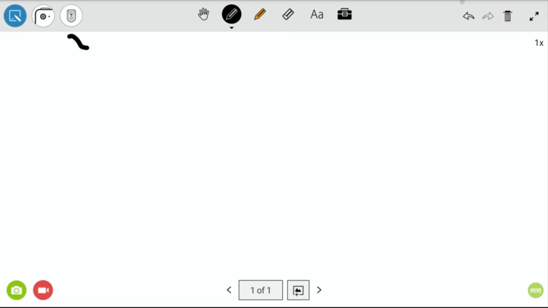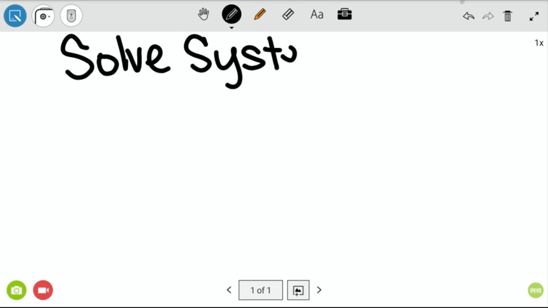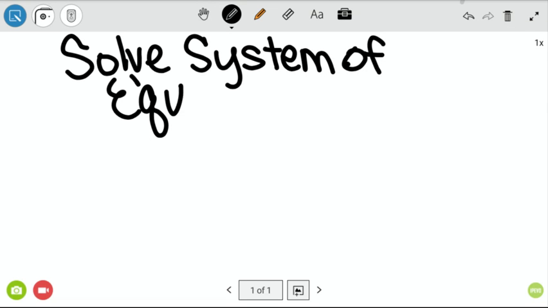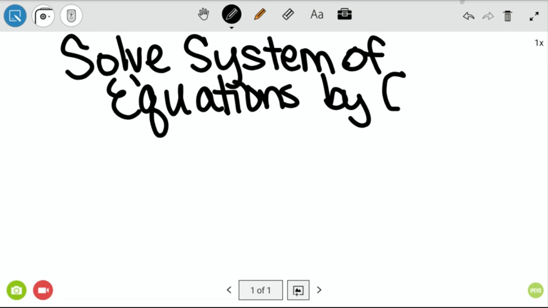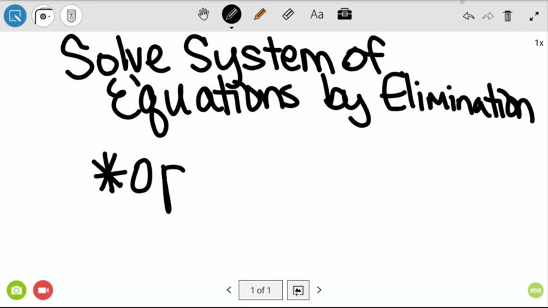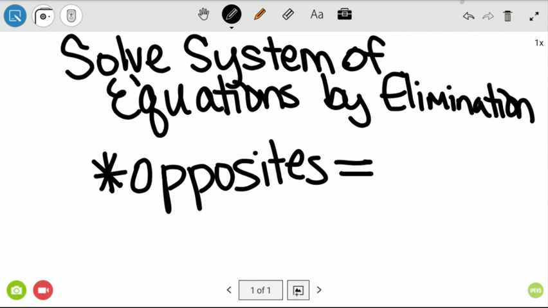So we are solving a system of equations. This is review from Algebra 1. And we are going to solve systems of equations by elimination. All right, so in order to eliminate, those are things that we want to equal 0. So we are looking for opposites today. Opposites, or when things equal 0. That's what's going to make us happy.